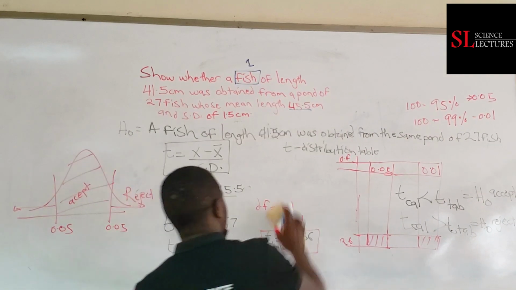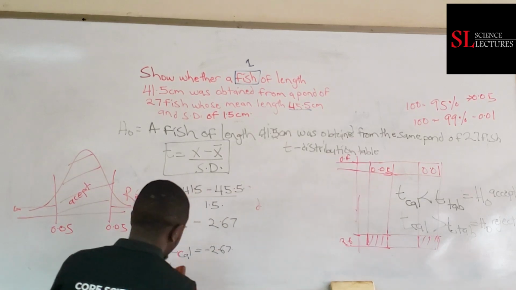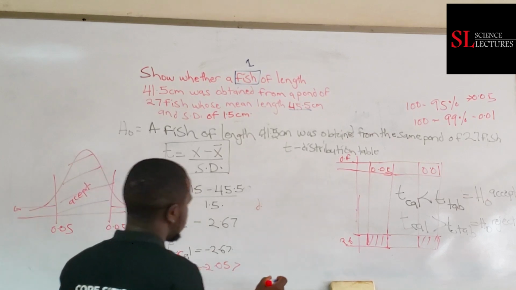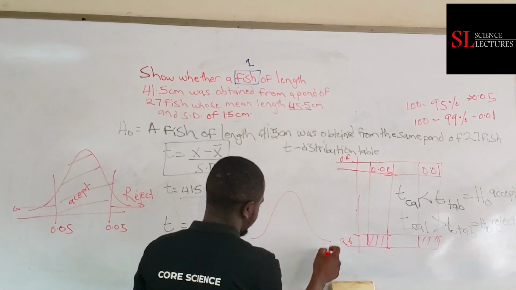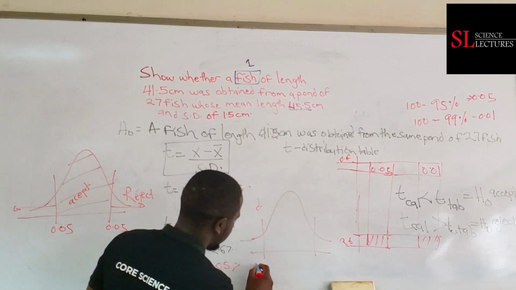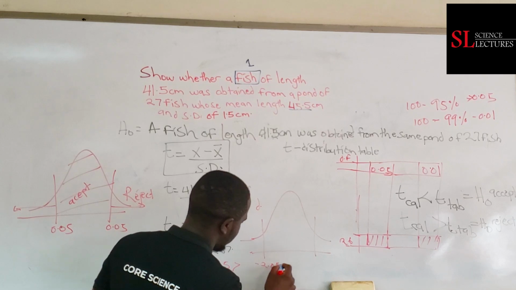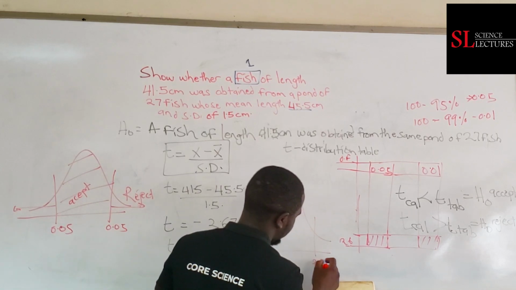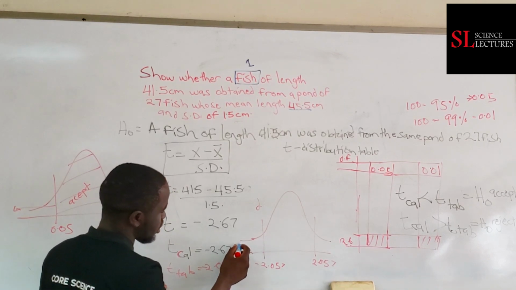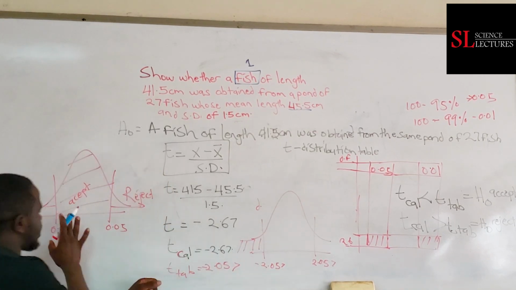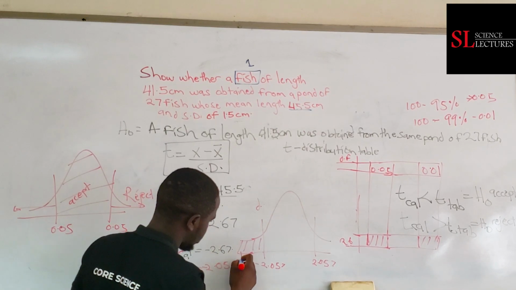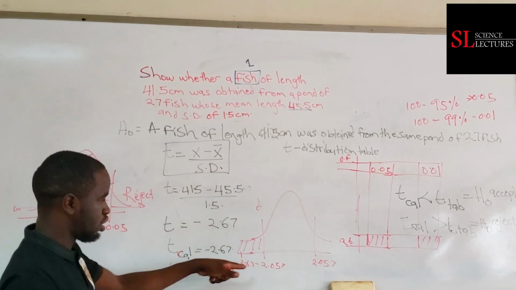In this case, for example, t tab is equal to 2.057, which is negative. So when I draw my curve, my critical value at 95% is negative 2.057, but it can also be a positive 2.057. I have negative 2.67, which lies somewhere around here. And we said anything outside this curve you reject. So I reject.